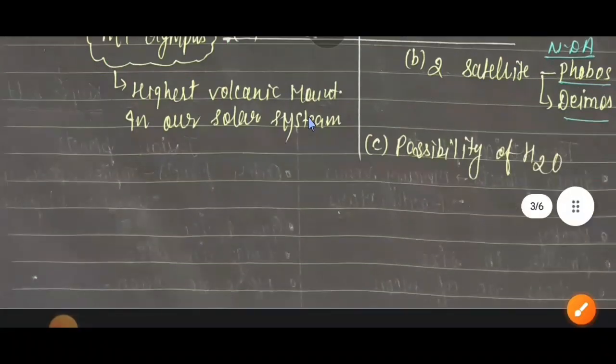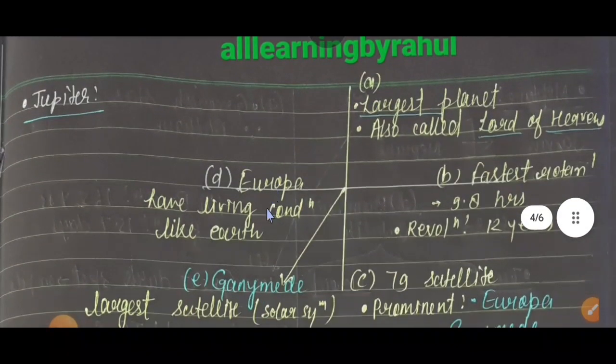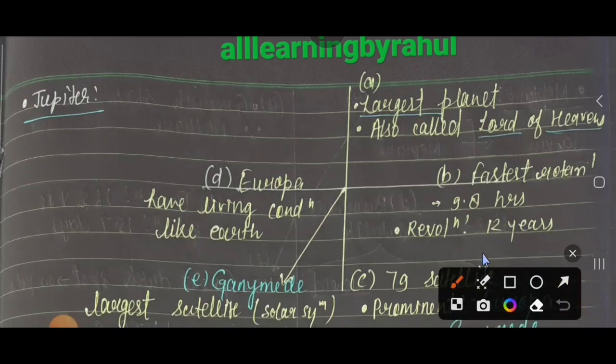Now let's move further. So now we will study about Jupiter. Okay, so Jupiter is the largest planet of our solar system, and it is also called the Lord of Heavens. The point is that it has a fast rotational period of about 9.8 hours. Okay, and it has a revolution period of about 12 years.